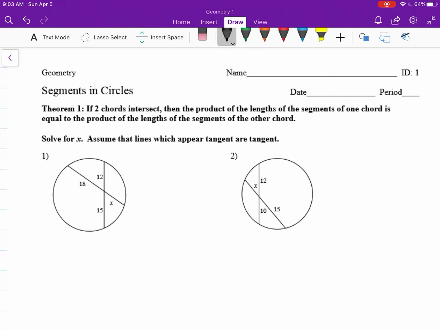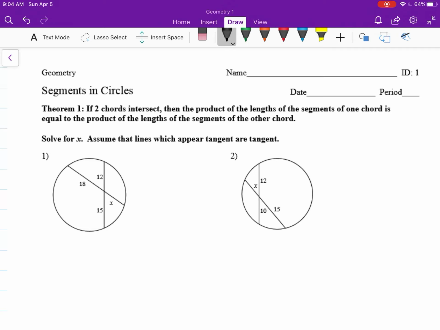In this lesson, we're going to look at a few theorems that relate lengths of segments within circles. The segments could be chords, they could be secant segments, and even tangent segments. So we're going to have three theorems. First one says if two chords intersect.